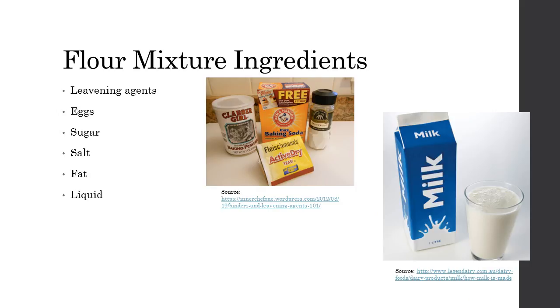Flour mixture ingredients include leavening agents, eggs, sugar, salt, fat, and liquid. Leavening agents can either be physical, which means air or steam, biological, which means yeast and/or bacteria, and chemical, which is baking powder and/or baking soda. Eggs enhance the structure of baked goods. They add color, flavor, and nutrient content.